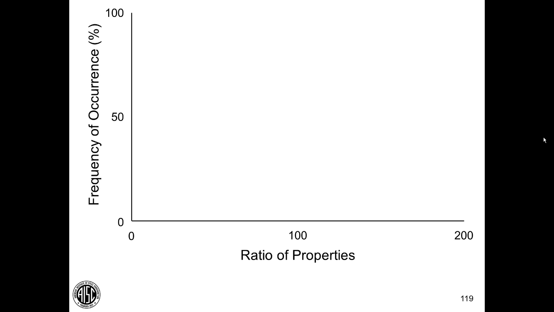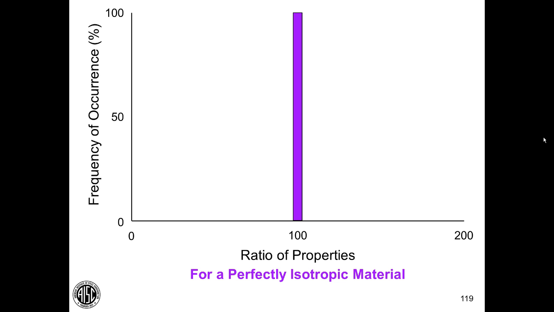This is basically a histogram. The vertical axis is going to be the frequency of occurrence. The horizontal axis is going to compare two properties, the same property taken in different directions. If we had a perfectly isotropic material, we would have one bar that would represent 100% of the examples, and it would have 100% of the property in the two different directions. I trust that is clear, but the next examples where we look at the actual data will probably clarify any confusion.